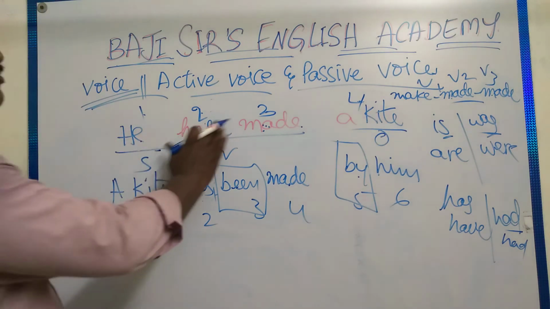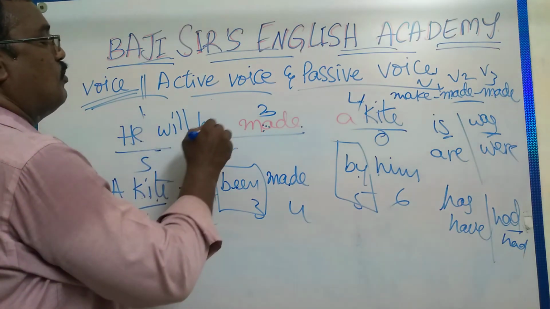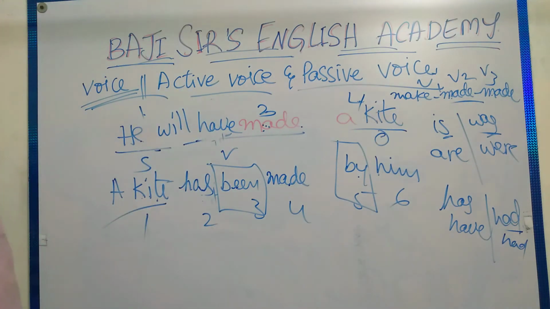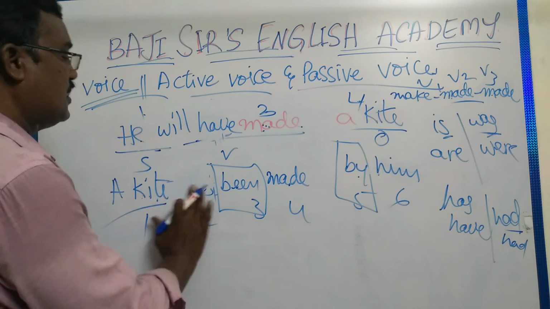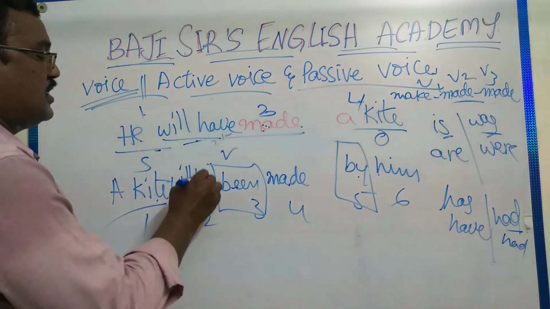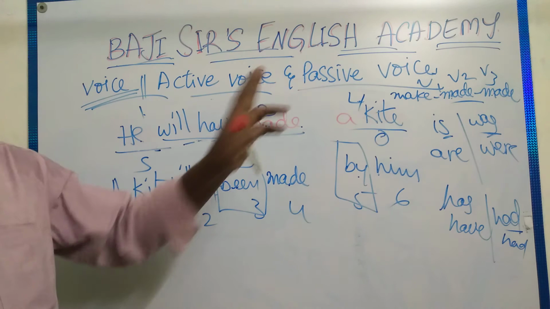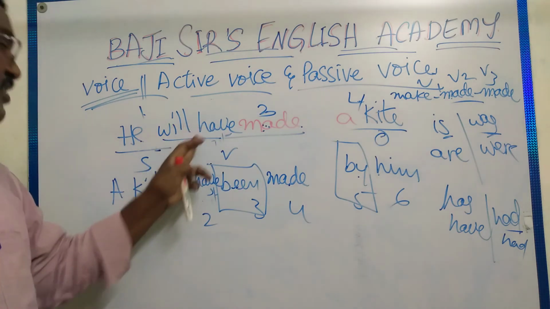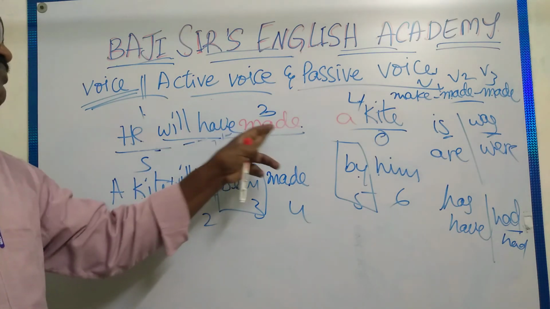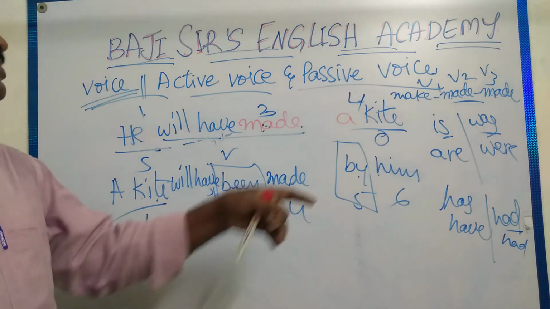Now here, future perfect also we can write. He will have made a kite. A kite, simply the future have form. Here also we have to write the future have form. A kite will have been made by them. Simple. He will have made a kite. A kite will have only. So have form with V3 means been only here. A kite will have been made by them.